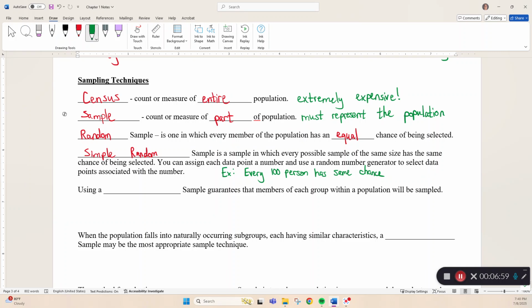So we could use what's called a stratified sample. A stratified sample guarantees that members of each group within a population will be sampled. So I'm just going to keep it simple. I normally teach this dual credit, which means we have freshmen all the way through seniors. So just bear with me on this example.